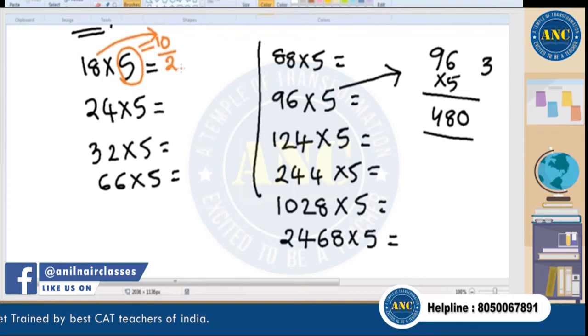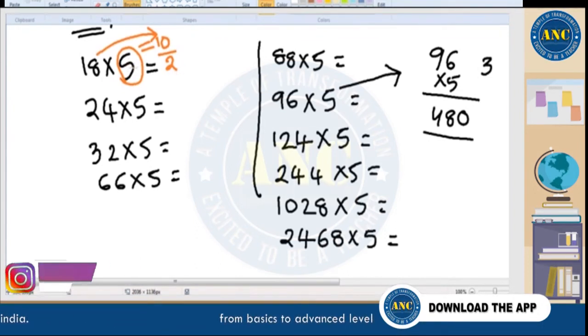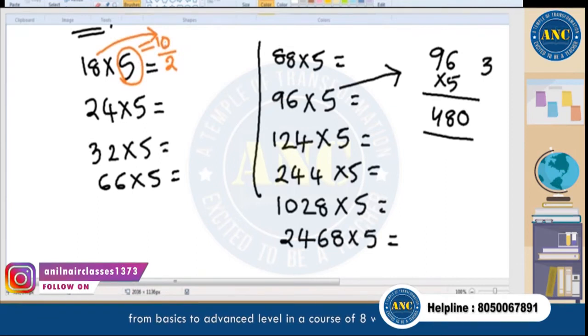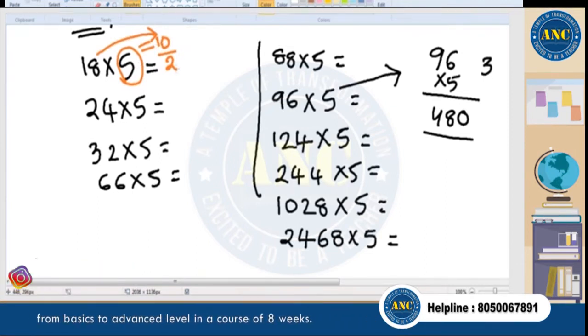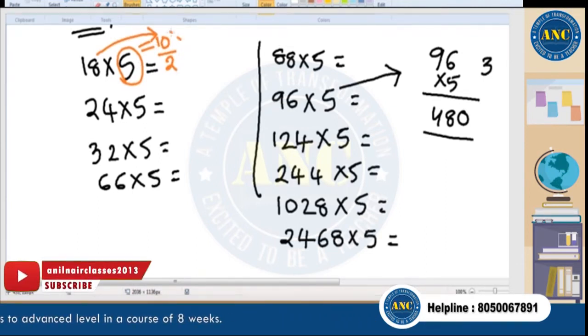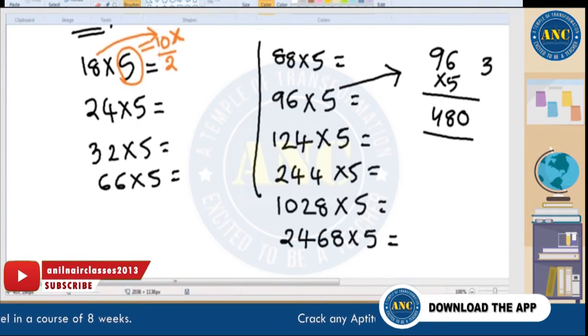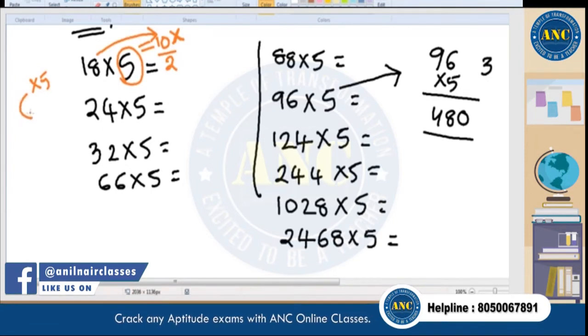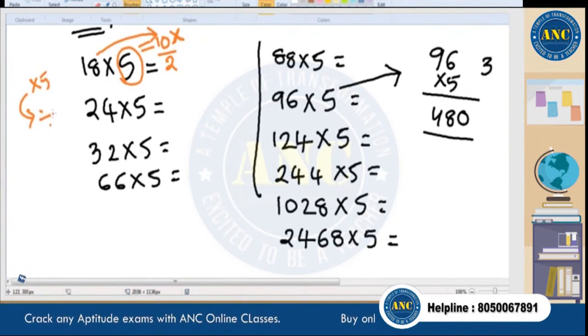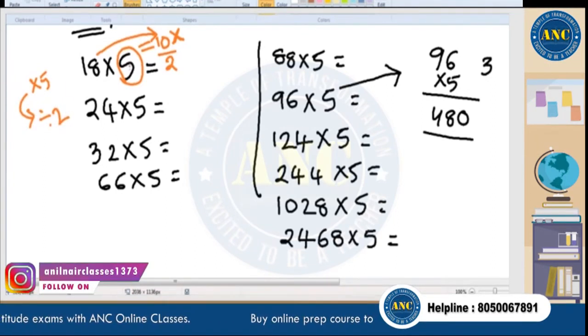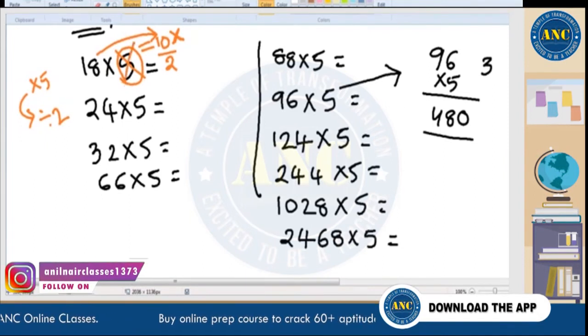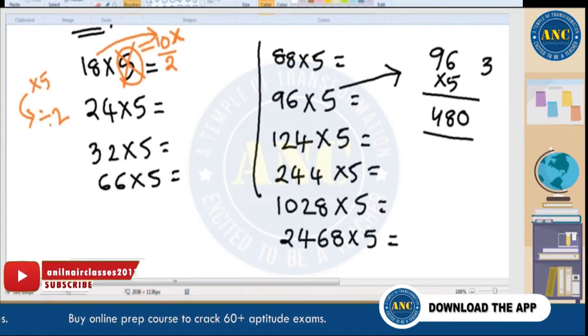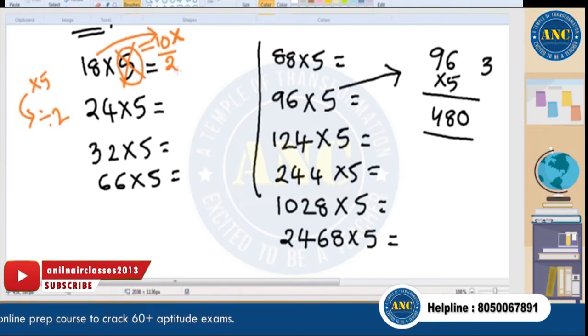Now, what is the additional thing, sir? Divide with 2. What I am doing here? Instead of multiplying with 5, I am multiplying it with 10 by 2. If I just forget about this multiplication with 10, I can say multiplication of 5 is becoming division with 2. Multiplication of 5 is becoming division with 2.